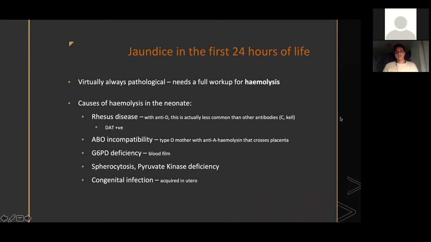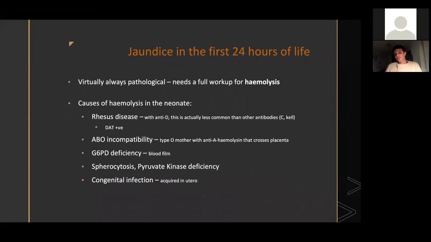Jaundice in the first 24 hours of life. This is what you need to focus on. Do not miss this. This is important in your finals or your pediatric exam. It's virtually always pathological, especially in exam questions. You need a full workup for hemolysis. I'm not going to go through every single cause in depth because you should know this, and you'll be all across your hematology and pathology exams. So the cause of hemolysis in the neonate, in SBAs, rhesus disease, is something well worth considering.